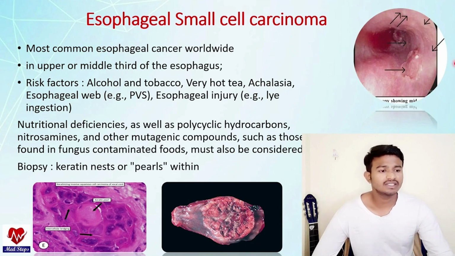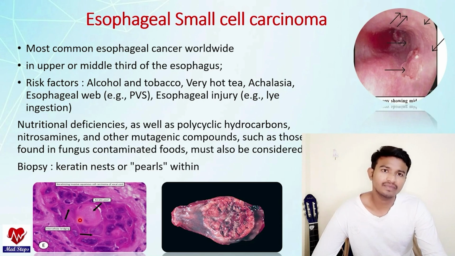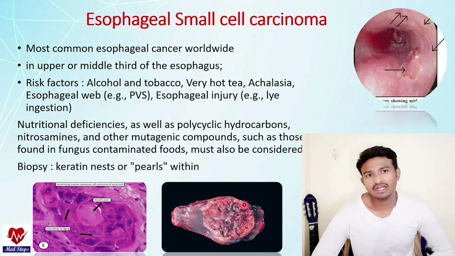If you see this image, this is the upper middle part of the esophagus. In that part, the carcinoma has formed and it's blocking the esophagus. If I see the biopsy, you can observe this type of histological structure. In this histological structure, you can see keratin nests within the tissue. Next, if you see the outer structure of the esophagus, you will get this type of structure in squamous cell carcinoma. Next, we are going to see the adenocarcinoma.